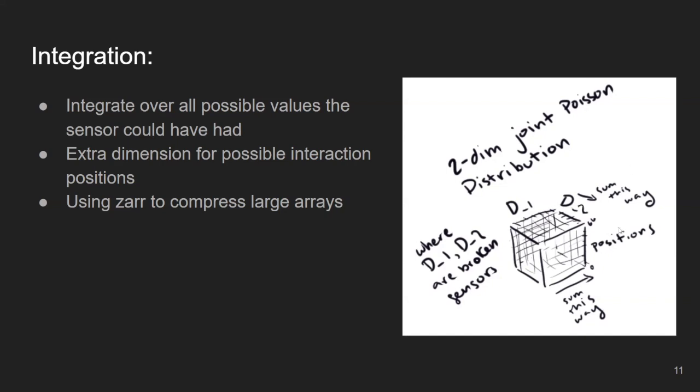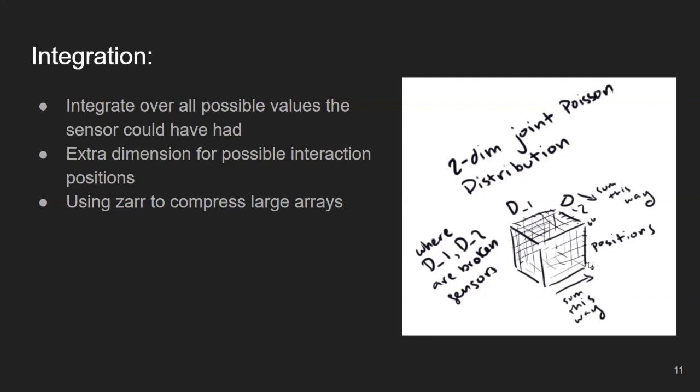So all the different PMFs we're calculating for different interaction positions are matched up in the array. So we know what interaction position we're calculating for. And these arrays can get very large.